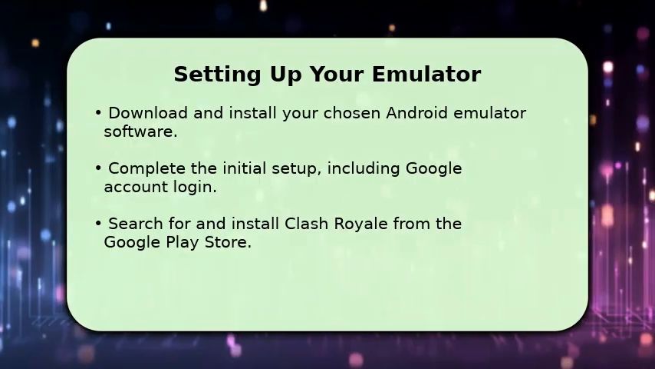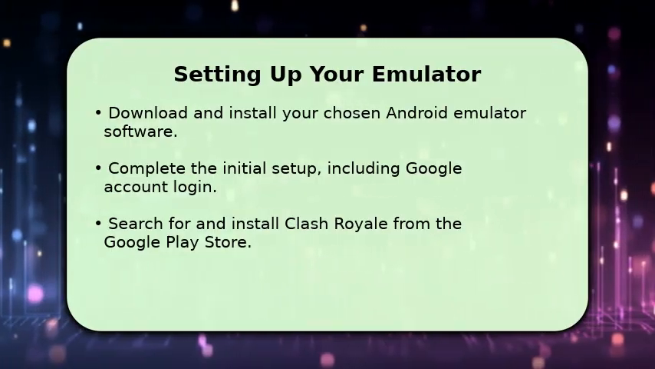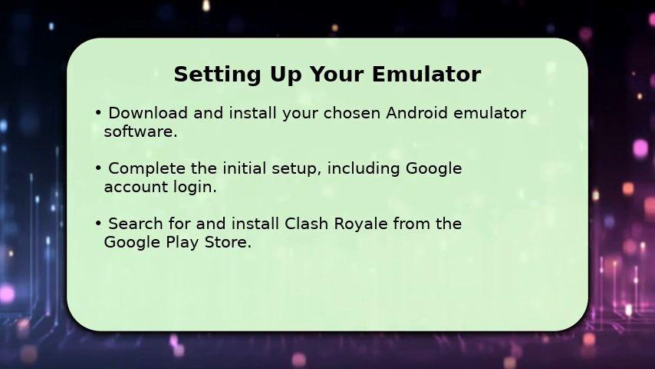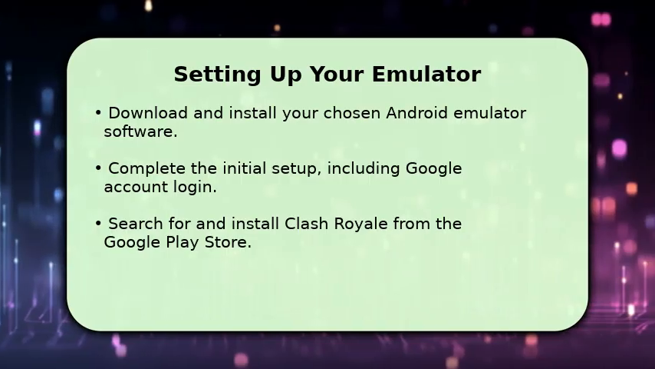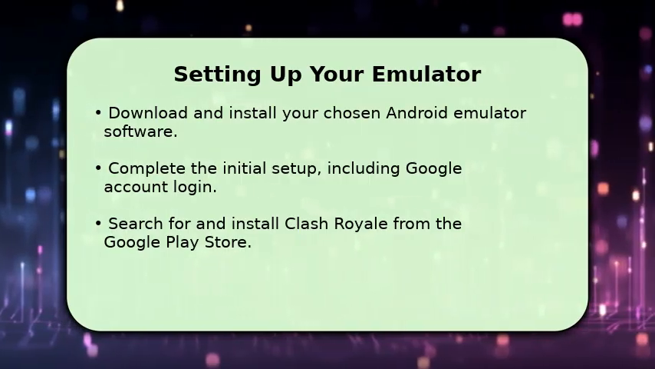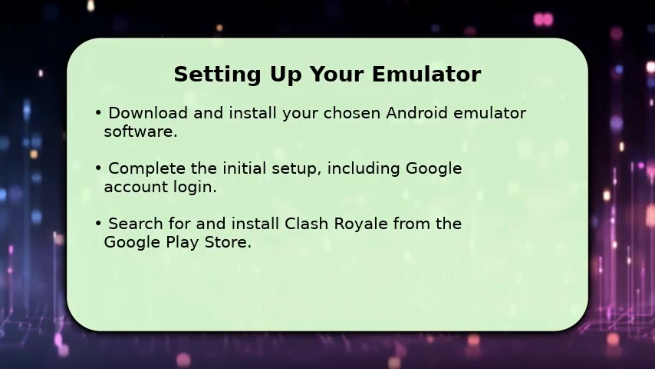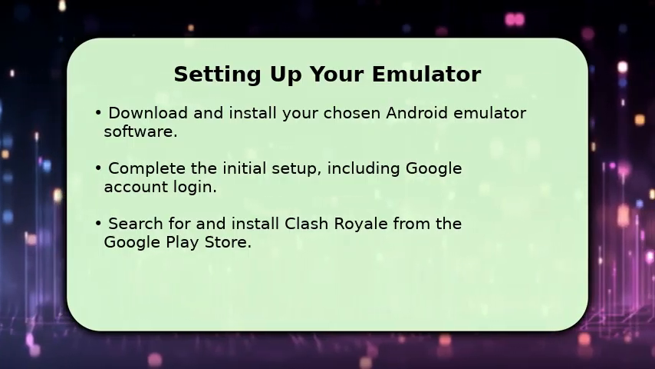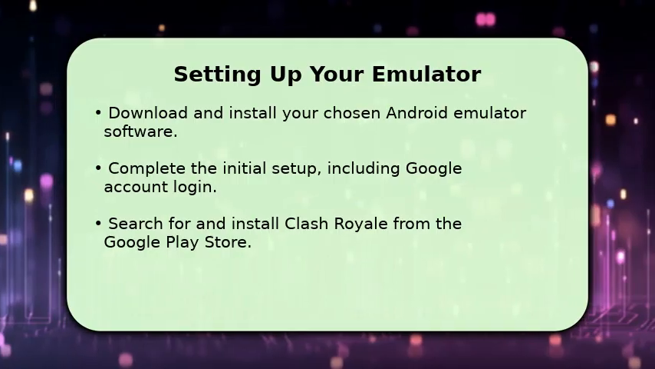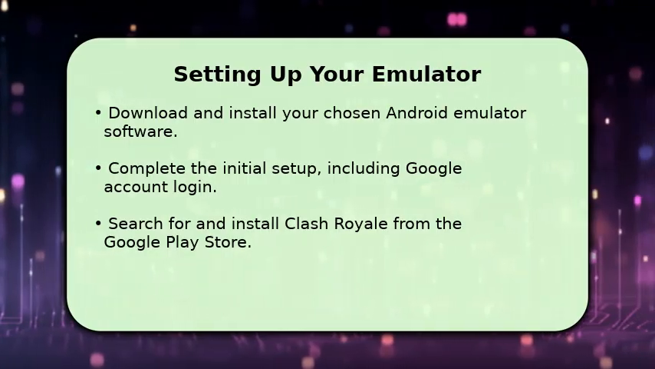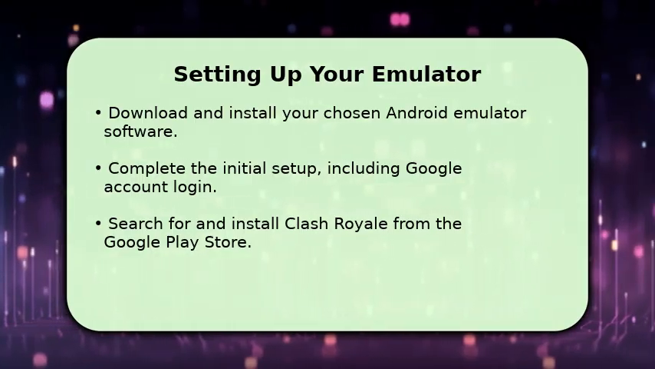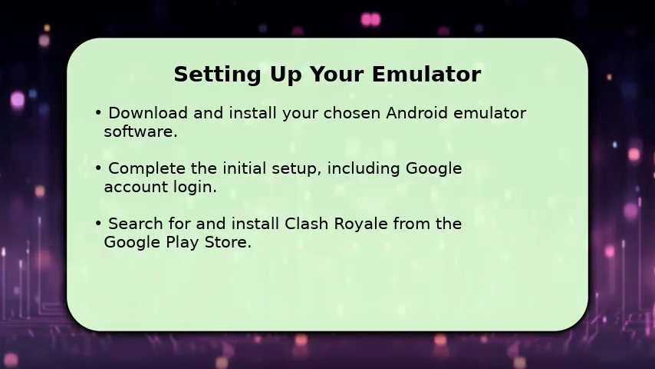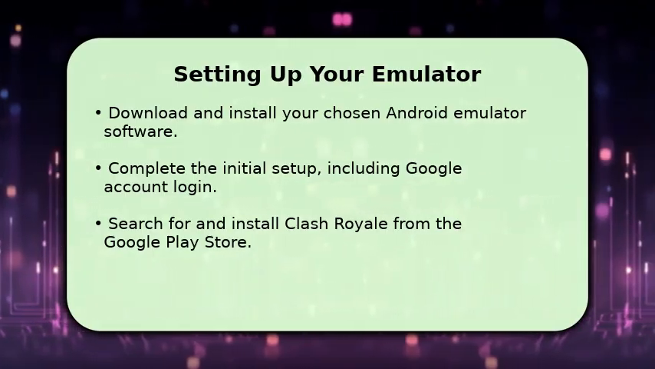Getting your emulator ready is quite simple. First, download and install the Android emulator software of your choice onto your computer. Once installed, follow the on-screen instructions to complete the initial setup, which typically involves logging in with your Google account. After that, open the Google Play Store within the emulator, search for Clash Royale, and install it just as you would on a phone. You'll be ready to battle in minutes.